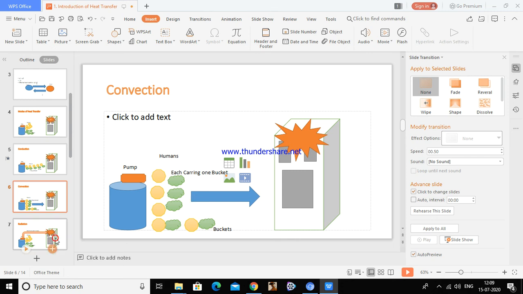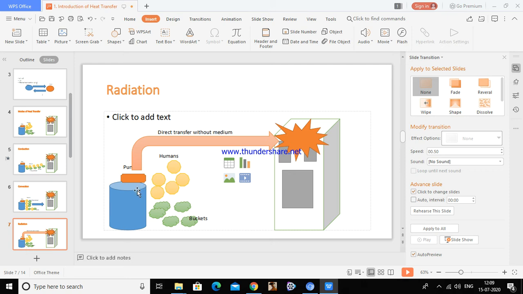Now the third option is that we just start the pump and throw the water of that well onto the building. So in this case we are getting the direct transfer of water to the building. Now that water is hot, so we are getting direct transfer of heat to the building. Now these humans or buckets are the mediums. Actually, we are considering a human as the molecules or crystals. So this is known as the medium. So there is no need of a medium in the radiation process. So throwing the water by using a pump is an example similar to radiation.